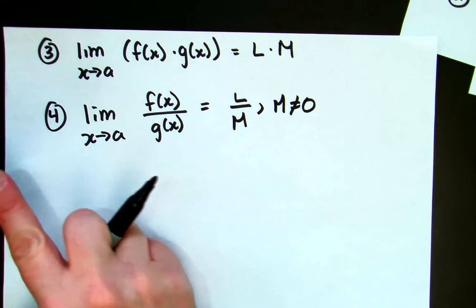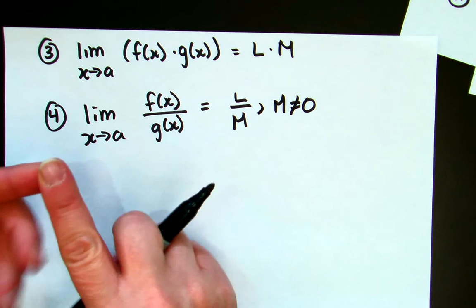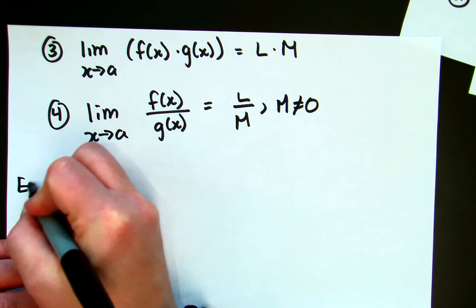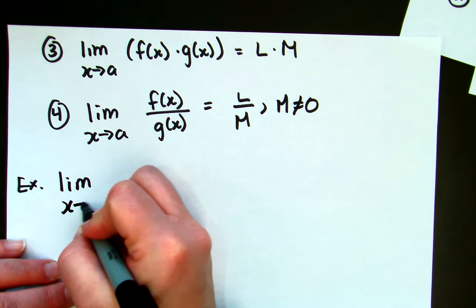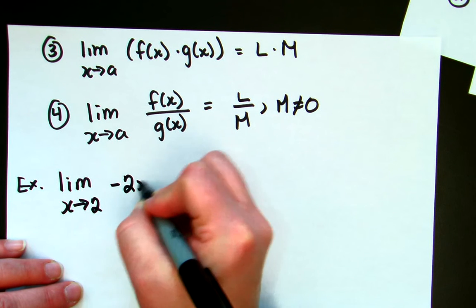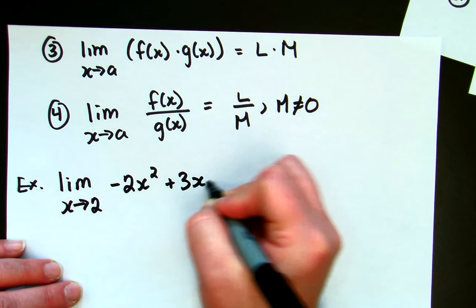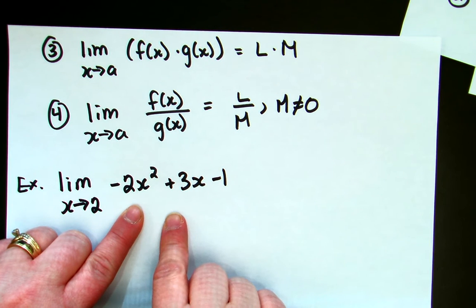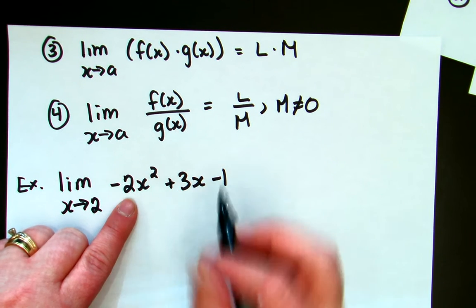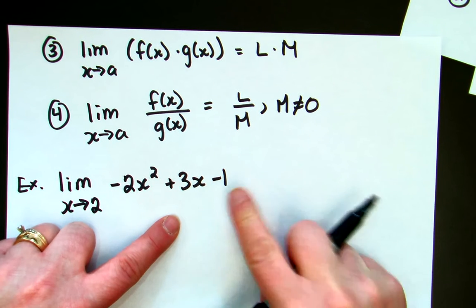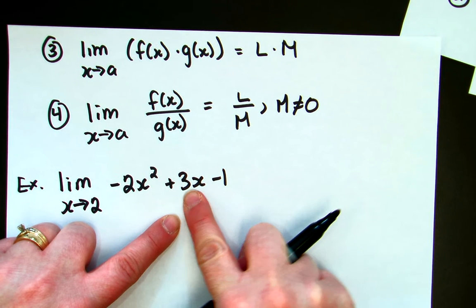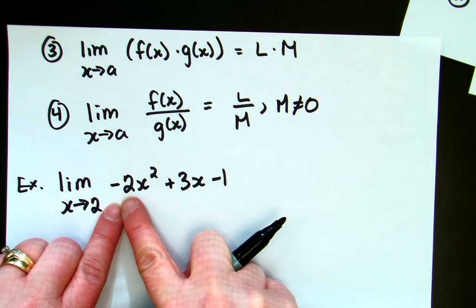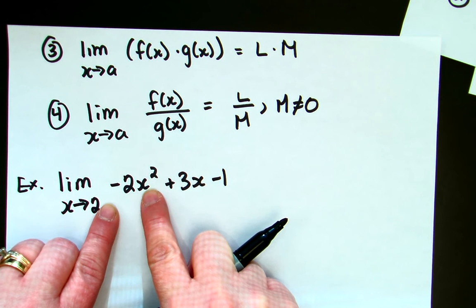Now, the properties of adding, subtracting, multiplying, and dividing work, but we're not going to think about them all the time. They're just going to happen because if we look at an example of the limit as x approaches 2 of negative 2x squared plus 3x minus 1, I've really used all of the properties here except for the dividing one. I have addition and subtraction of functions. I have a constant piece. I have this piece, which is a multiplication between 3 and x. And I have this piece, which is a multiplication between negative 2 and x squared.